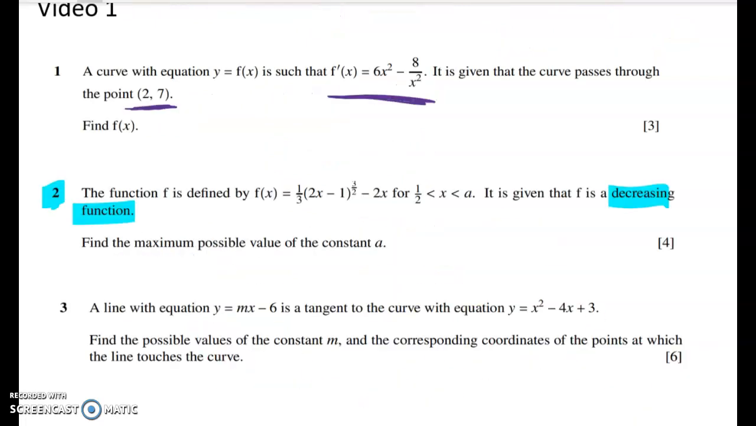Now on to the third question, and the most interesting one. We've got a line with this equation. So a straight line where it's got some gradient, m, and it's got a y-intercept of -6, and it's tangent to the curve with this equation. So we're going to draw that in a minute. That's a pretty easy parabola. We have to find the possible values of the constant m and the corresponding coordinates of the points at which the line touches the curve.